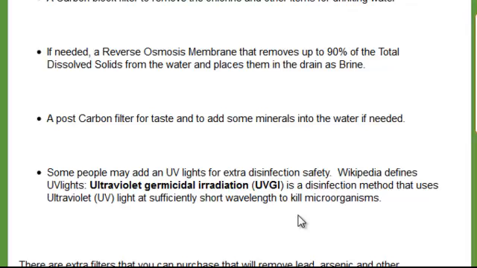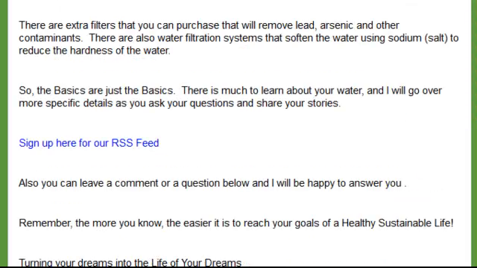Wikipedia defines UV lights: ultraviolet germicidal irradiation is a disinfectant method that uses ultraviolet UV light at sufficiently short wavelengths to kill microorganisms. There are extra filters that you can purchase that will remove lead, arsenic, and other contaminants. There are also water filtration systems that soften the water using sodium, salt, to reduce the hardness of the water. So the basics are just basics.